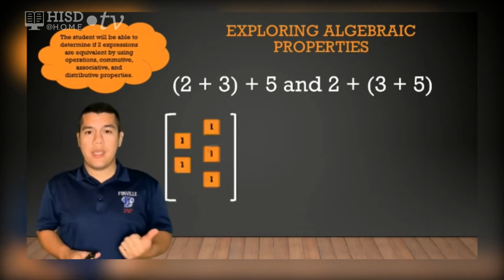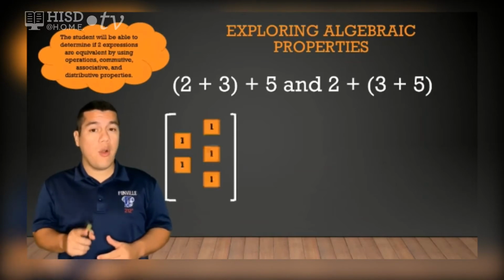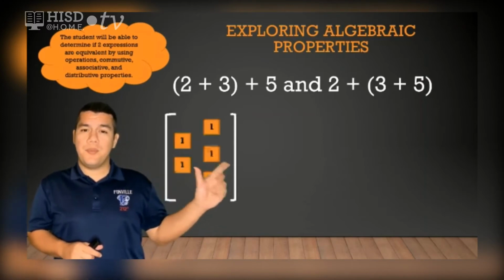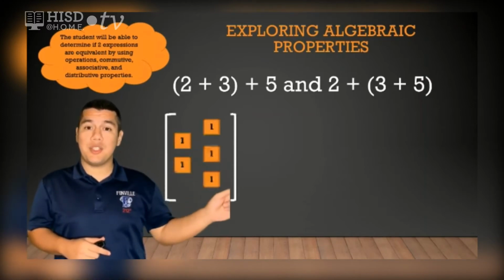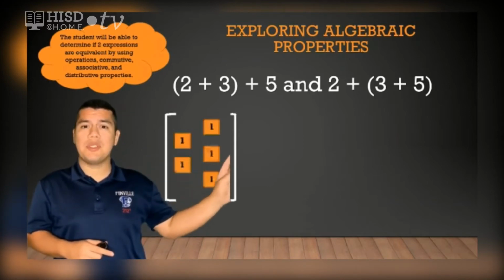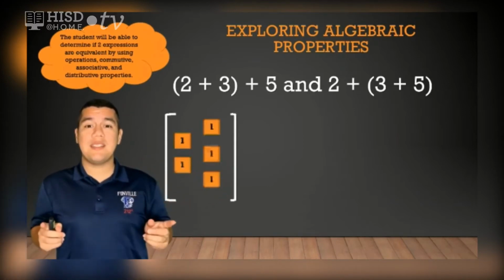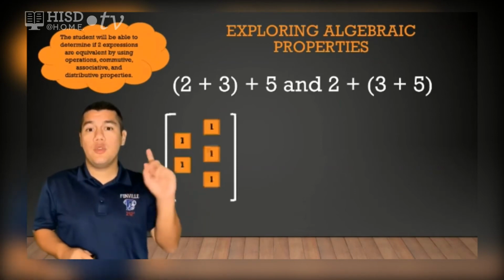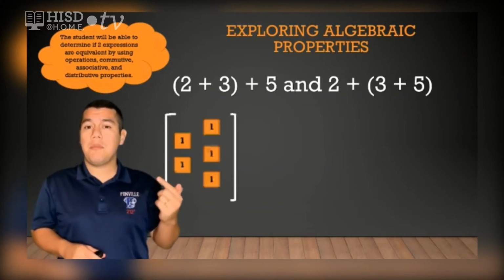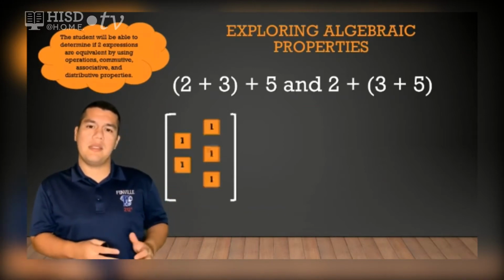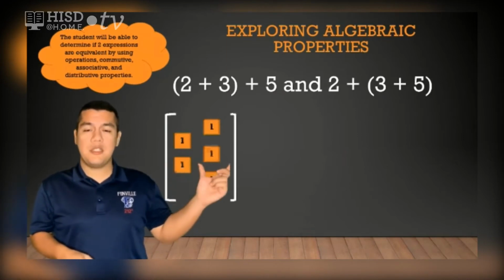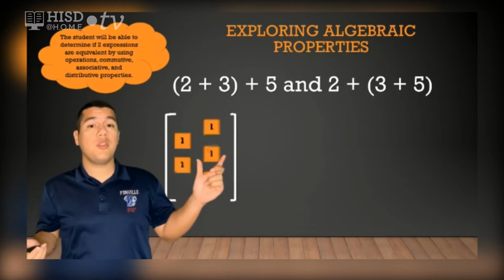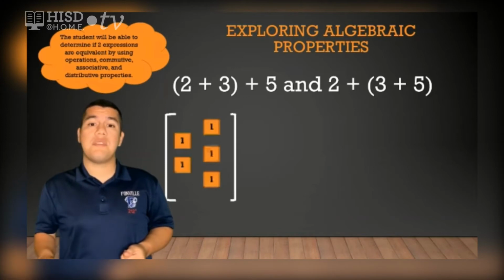We know from last week that according to the order of operations, I have to work the parentheses first, and then I'm going to add the number 5. The next expression has the same numbers, but the parentheses are in a different position. So that means that the grouping is different. It's saying that the 2 is going to be outside, and then the 3 plus 5 is going to be inside of the parentheses. So on that expression, the 3 plus 5 is going to be done first. Let's explore this with algebra tiles to see if they have the same result.